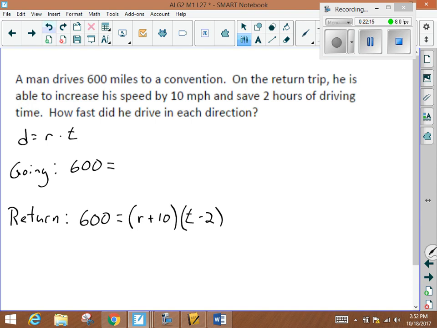So it looks like now we have our distance equals our rate times our time. So what do we know about this? I think we just know that there was a rate and there was a time. And we're not sure what those values are. It looks like we're going to have to solve for 2 variables in this one.